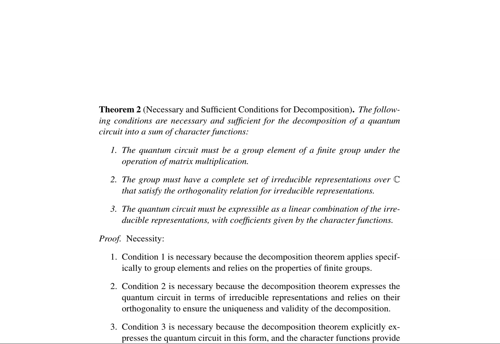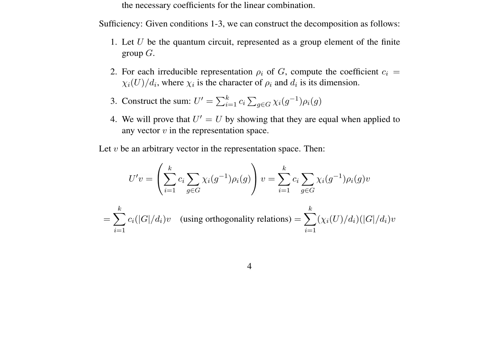The necessary and sufficient conditions for the decomposition of a quantum circuit into a sum of character functions are presented, requiring the quantum circuit to be a group element of a finite group under matrix multiplication, the group to have a complete set of irreducible representations over C that satisfy the orthogonality relation, and the quantum circuit to be expressible as a linear combination of the irreducible representations with coefficients given by the character functions. The proof of necessity and sufficiency of these conditions is provided, demonstrating the validity and uniqueness of the decomposition theorem.